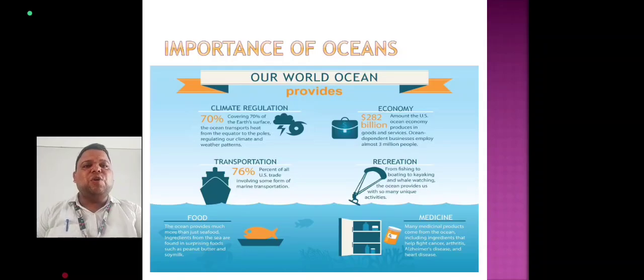Now, importance of the oceans. Our world's oceans provide climate regulation, transportation, economic benefits and recreation. And food: the ocean provides much more than just seafood. Ingredients from the sea are found in surprising foods such as peanut butter and soya milk. And medicine: many medicinal products come from the oceans, including ingredients that help in the fight against cancer, arthritis, Alzheimer's disease and heart disease.